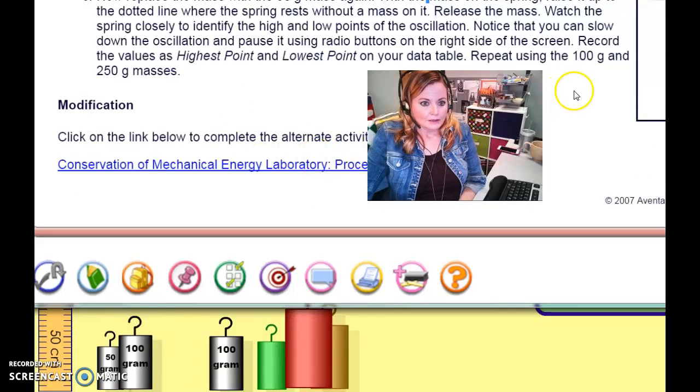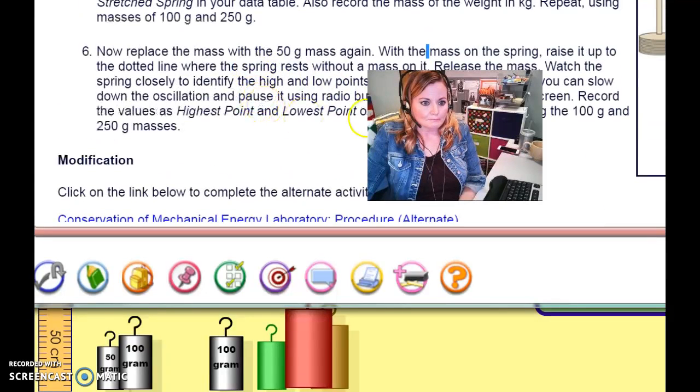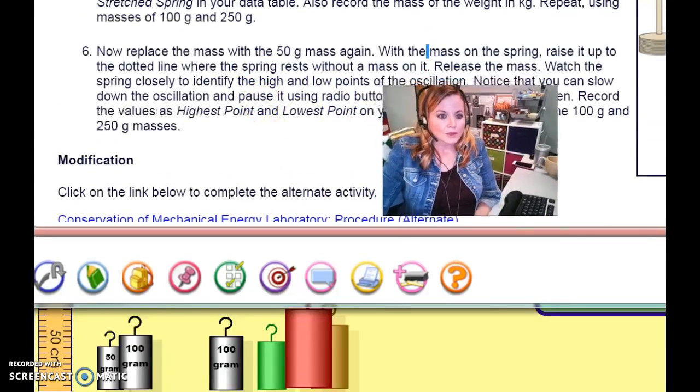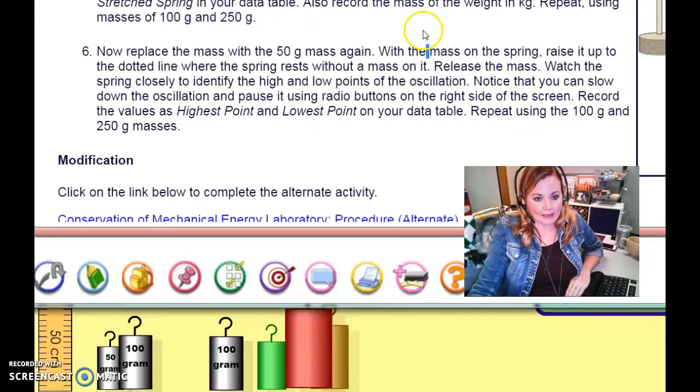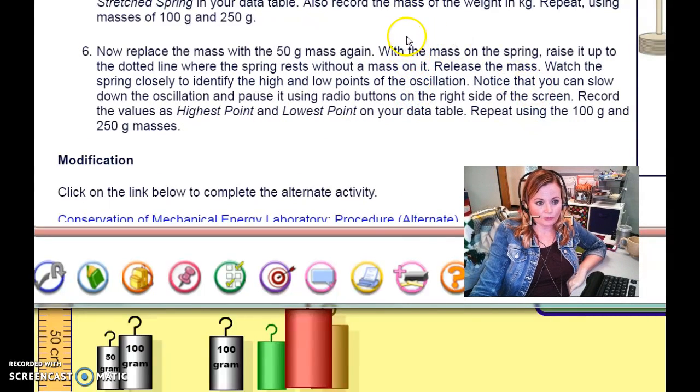All right, so now it says, replace the 50-gram mass again, and with the mass on the spring, raise it up to the dotted line where the spring rests without a mass on it. Release the mass. Watch the spring closely to identify the high and low points of oscillation. Notice you can slow down the oscillation and pause it using the buttons on the side. Record the highest point and lowest point on your data table.